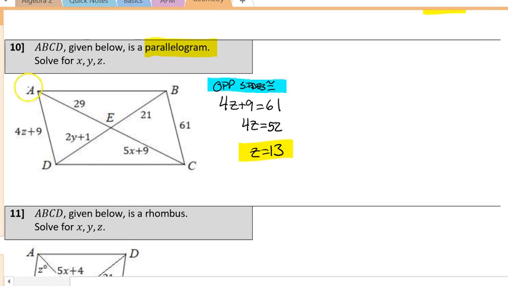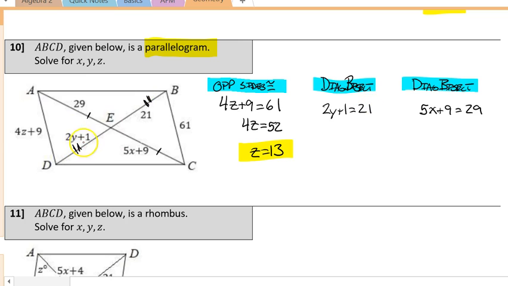Now, the relationship between the diagonals in a parallelogram is that diagonals bisect each other. So that means that this piece is congruent to this piece, and this piece is congruent to this piece, giving us that 2y plus 1 is equal to 21, and 5x plus 9 is equal to 29. Two-step equations we can solve, giving us that y is equal to 10 and x is equal to 4.